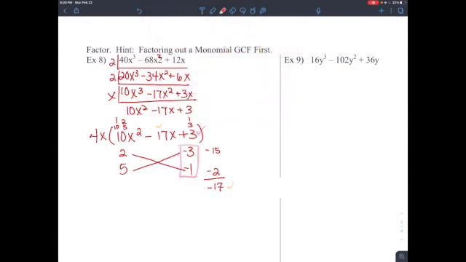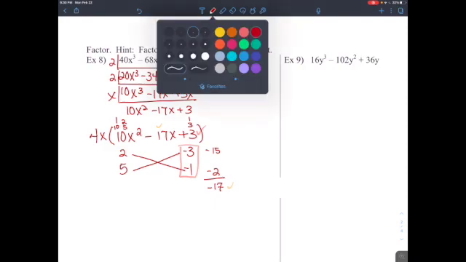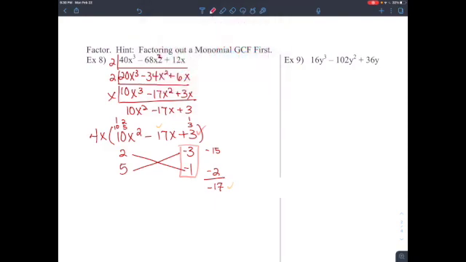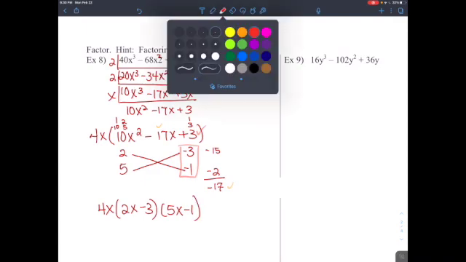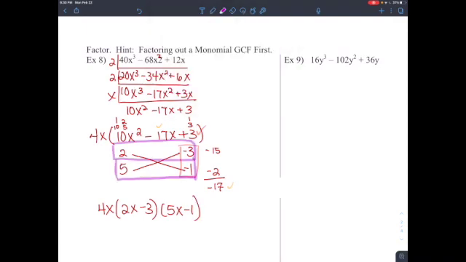Alright, so now to write your answer, you need to be careful. Again, don't forget to write the answer sideways, and your answer is going to be 4x times 2x minus 3 and 5x minus 1. Again, the answer has to be written sideways. So the answer for example 8 is 4x times 2x minus 3 times 5x minus 1. So go ahead, give example number 9 a try and check back with your answer.